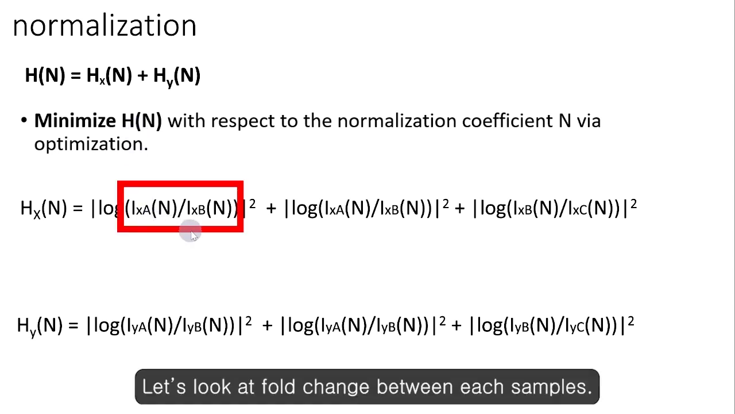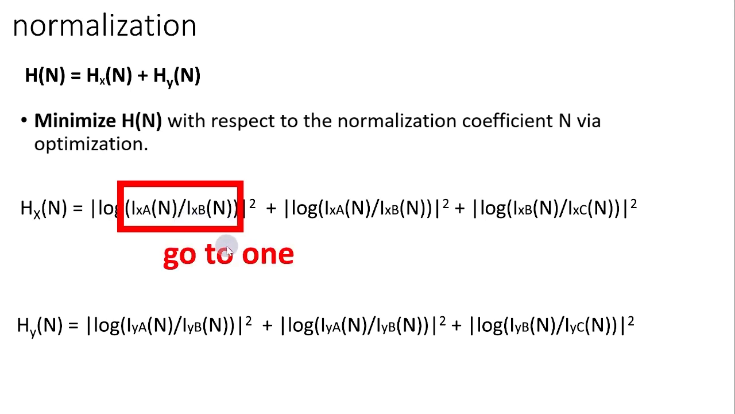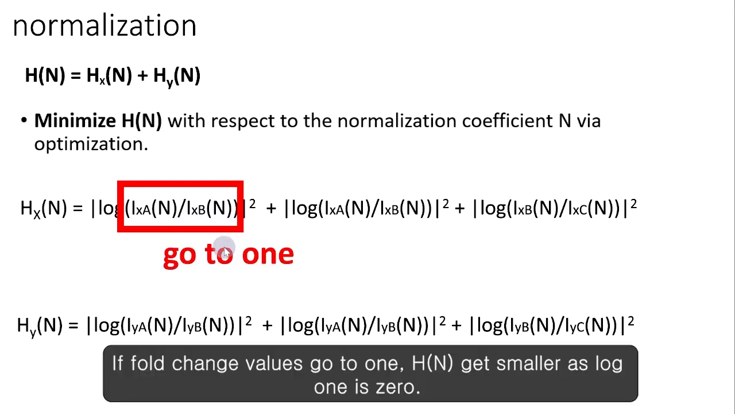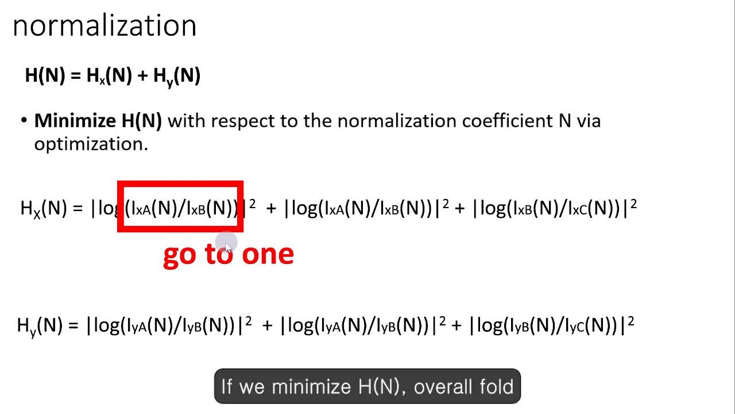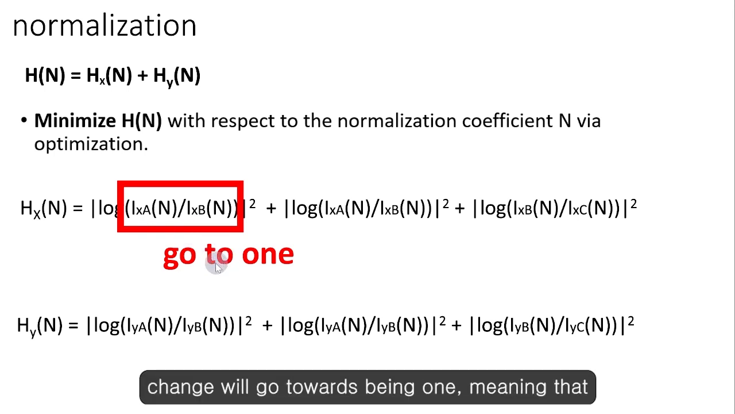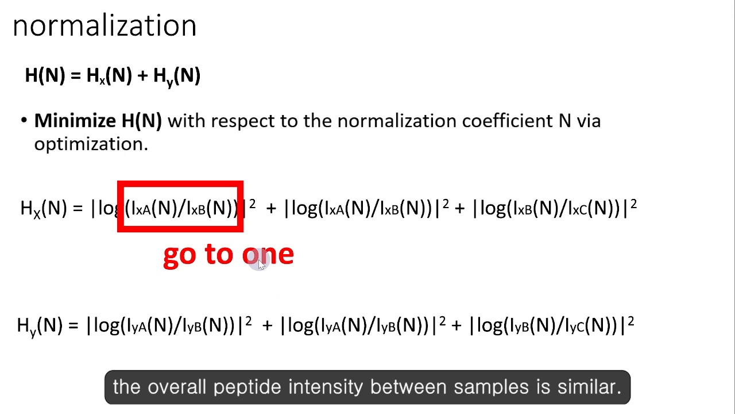Let's look at the fold change between each sample. If fold change values go to 1, Hn gets smaller, as log 1 is 0. If we minimize Hn, overall fold change will go toward being 1, meaning that the overall peptide intensity between samples is similar.